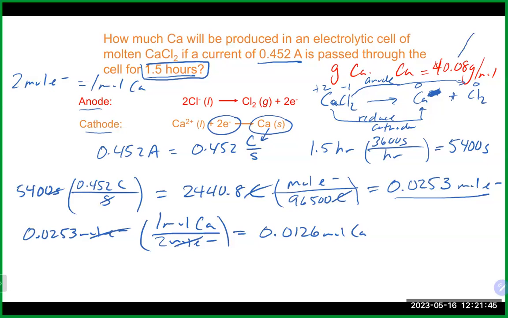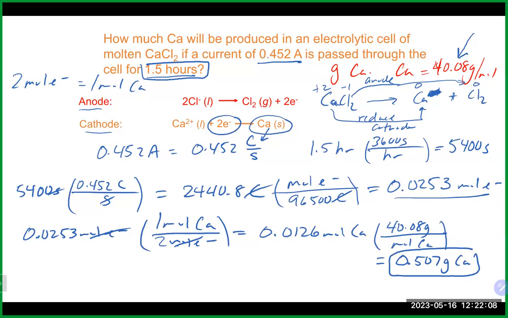So in this case, we are going to use the molar mass here to convert those moles into grams. And that's going to be from the periodic table, 40.08 grams per mole of calcium. And that's going to tell us that if we ran this cell for that many hours, we will produce a whopping 0.507 grams of calcium that should come out of the area. Any questions on that there?